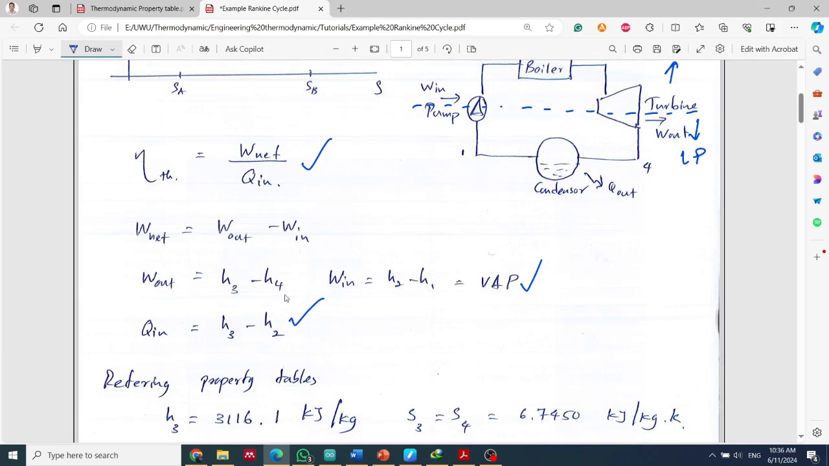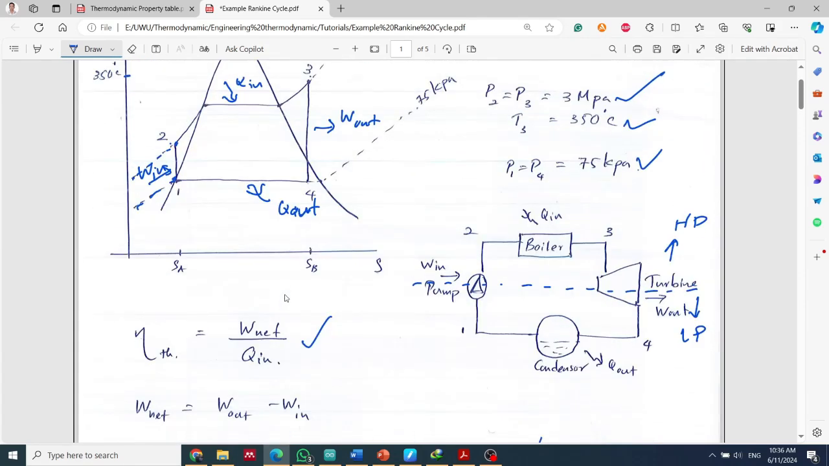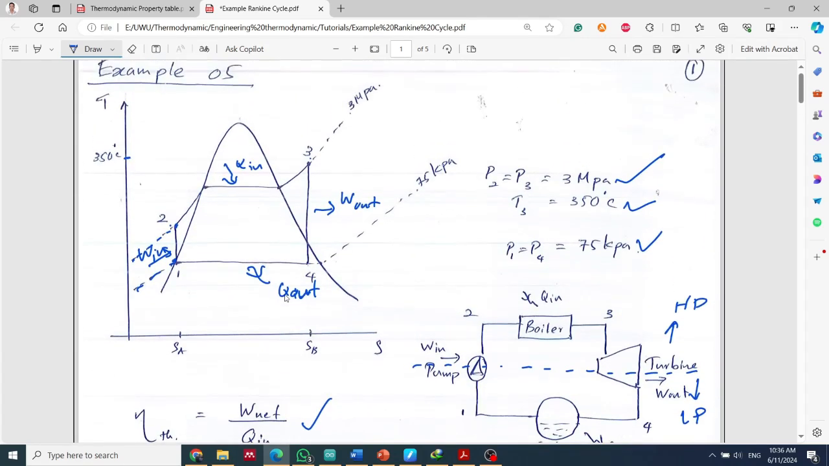Okay, all right. Now our task is to find H1, H2, H3 and H4. If we can find those, then we can find the efficiency. The best place to start is the point where we know most of the parameters. So we know point 3. We know the pressure P3 and the temperature T3, and we know point 3 should be in the superheated region. Therefore we can refer to the superheated table to find the enthalpy H3 at point 3.